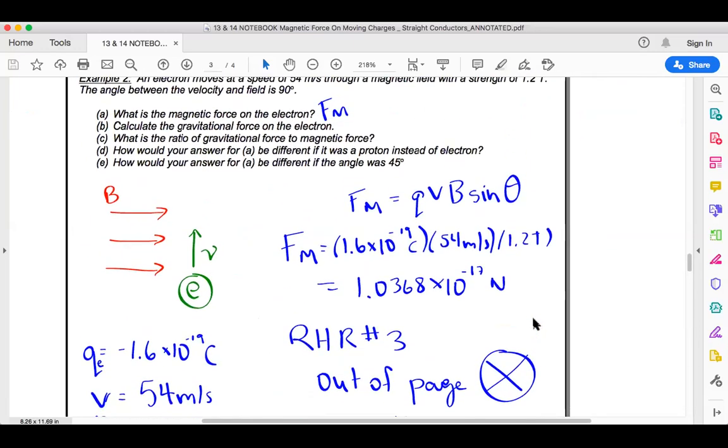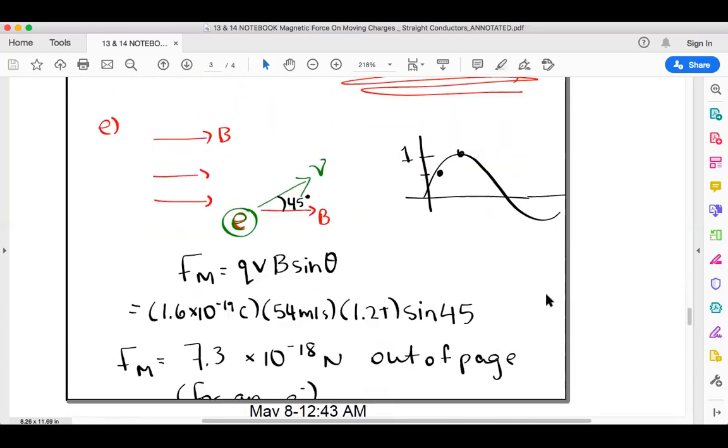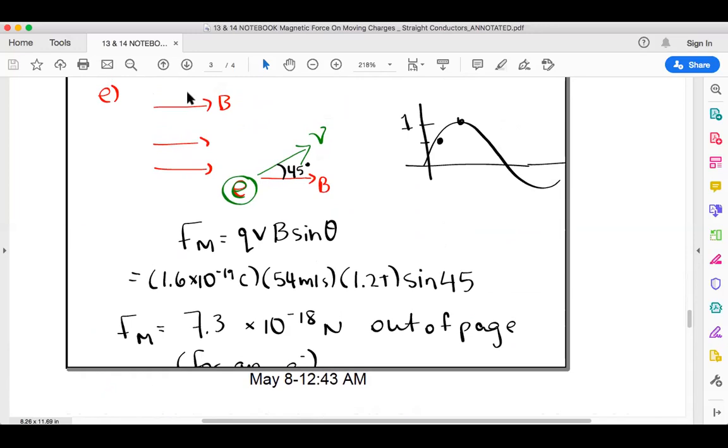Part E says, how would your answer for part A be different if the angle was 45 degrees? We would have to put in sine 45 into the equation. So we're going to have the same diagram, but the velocity is going to be not 90 degrees to B, it's going to be 45 degrees to B. It's only the component of V that is in the direction of B that we care about, and so that's where the sine theta comes from. So we get 7.3 times 10 to the minus 18 newtons, and it's still out of the page because we're going back to talking about an electron.